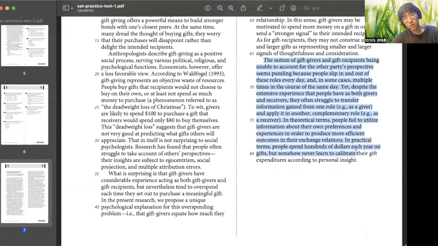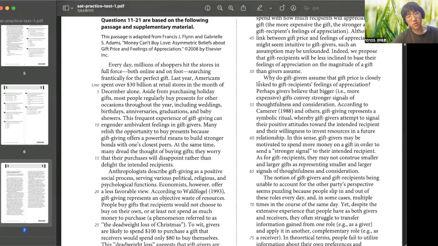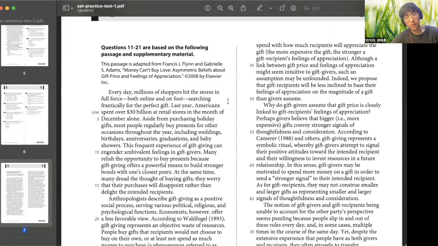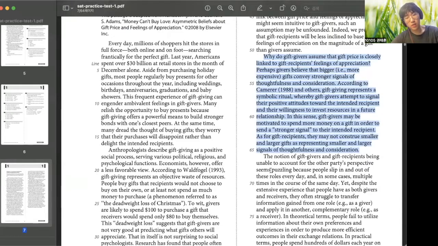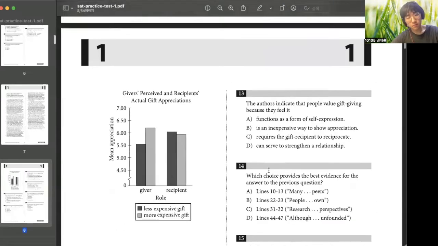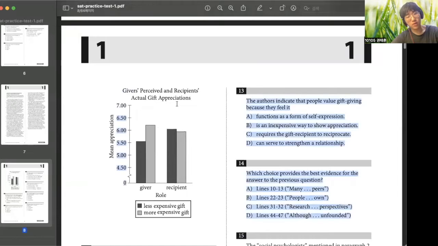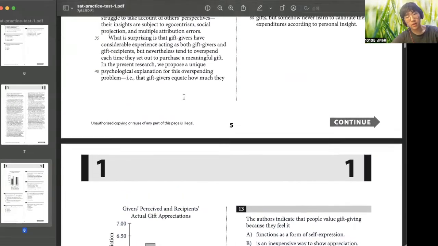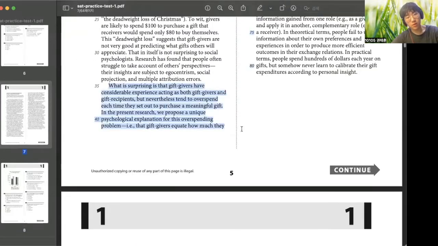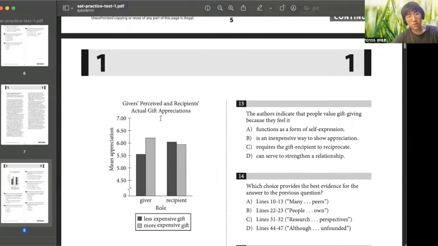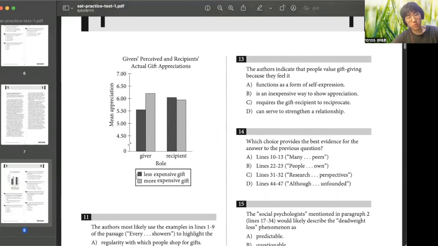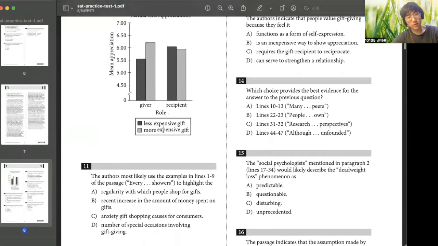There's nothing too hard here. The second and third passages are both similar, covering very similar concepts, which is social psychology. You can go over these passages quicker than the other passages because they contain less challenging information. As you can see, the second passage is also a social studies and social science passage.